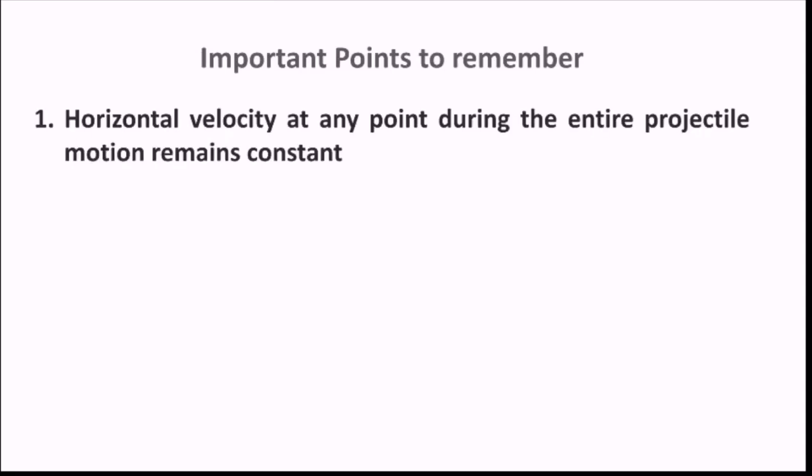First point, horizontal velocity at any point during the entire projectile motion remains constant. This means the horizontal velocity at any point during the entire motion will remain the same. Suppose at the initial point the horizontal velocity is 10, then at any point in the projectile motion it will be the same, that is 10 meter per second. It will not change.